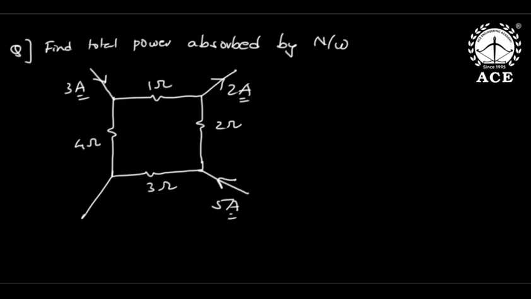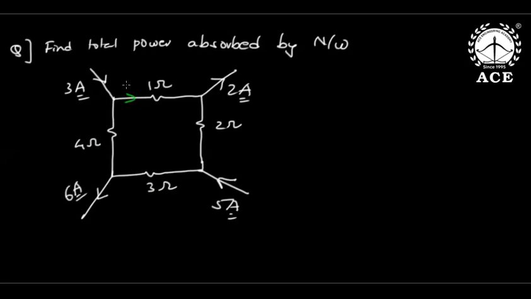Now see, he is asking total power absorbed by the network. But to find total power absorbed by the network, we need branch currents. He gave some currents which are not directly helpful. First, if you apply KCL to this entire network together, all incoming currents equal outgoing currents. Incoming currents are 5 plus 3, 8. So outgoing also should be 8. So automatically, this is 2, so this has to be 6. But still, I need branch currents.